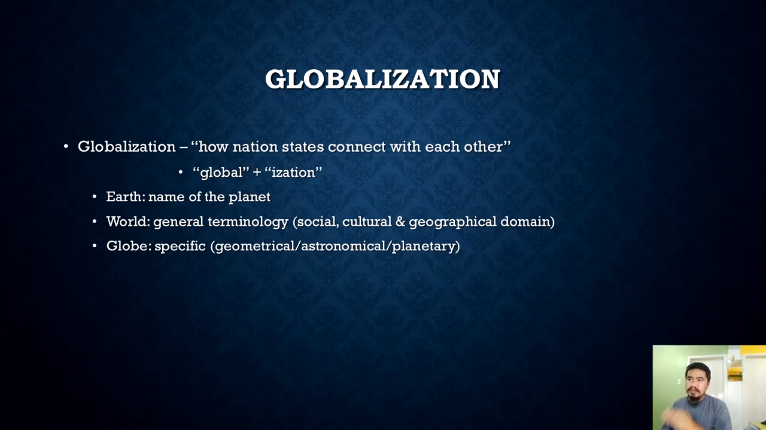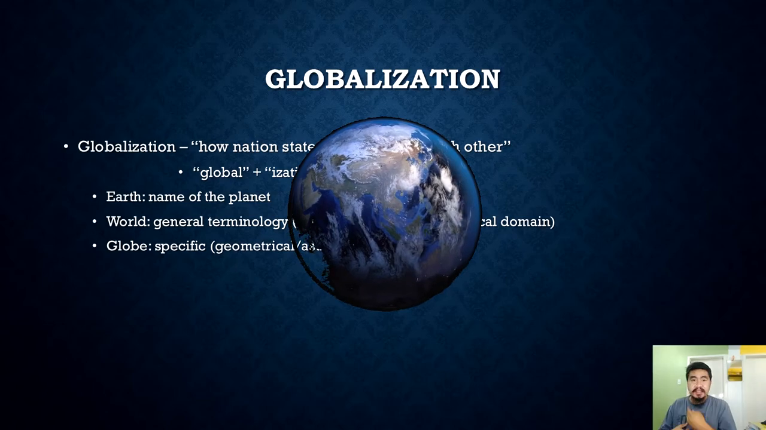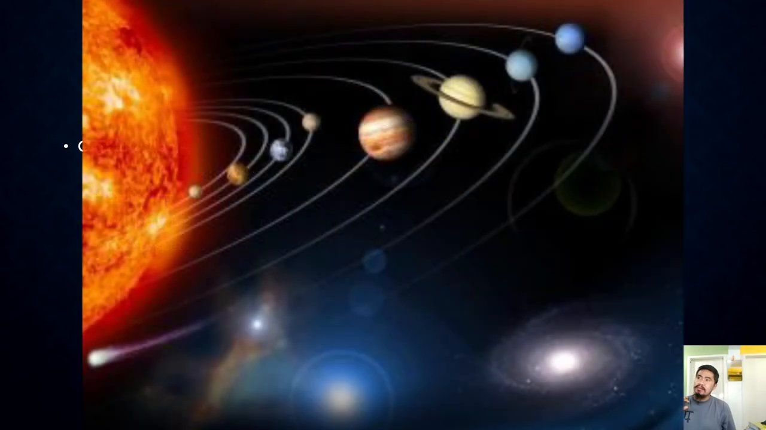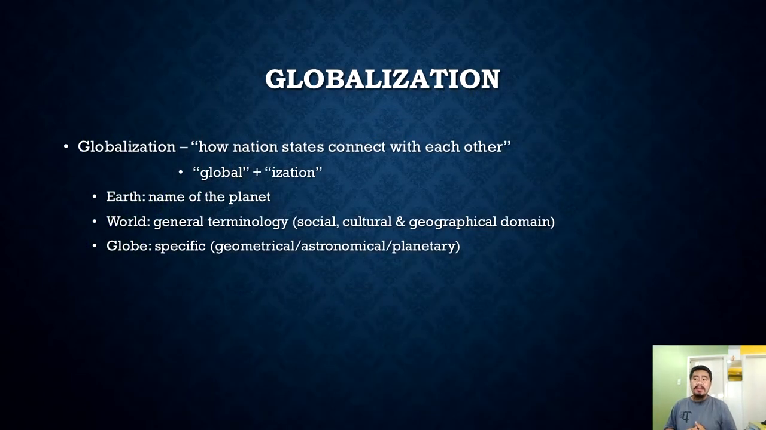When we look into the term Earth, Earth simply is the name of the planet. Looking into your astronomy, di ba? Or in your science subjects, the planet before us would be Venus, then after us would be Mars. The largest planet would be Jupiter. So, may mga pangalan yung ating mga planeta.